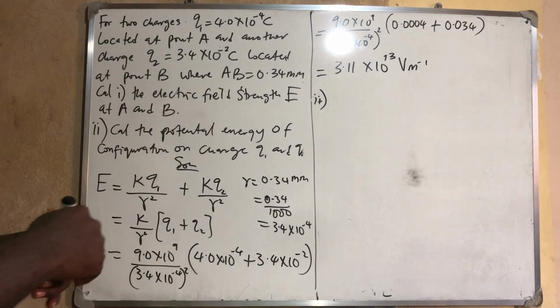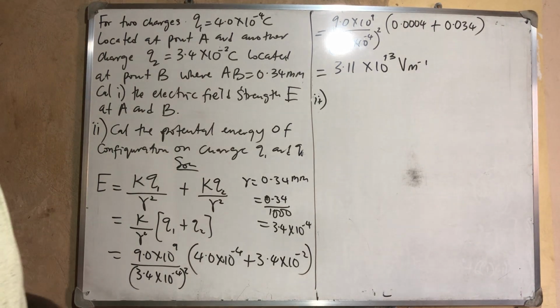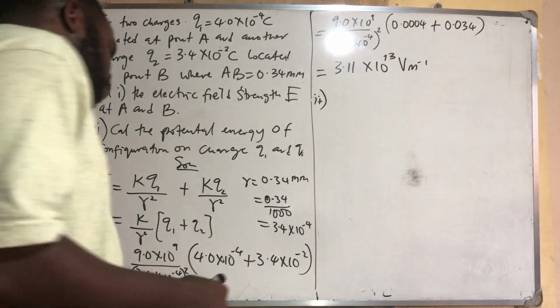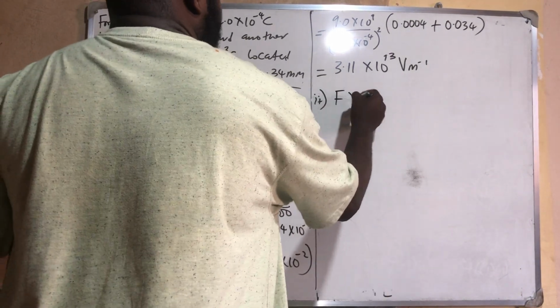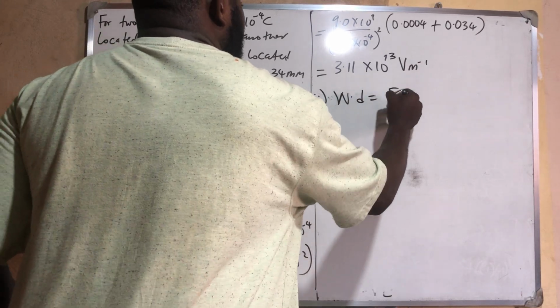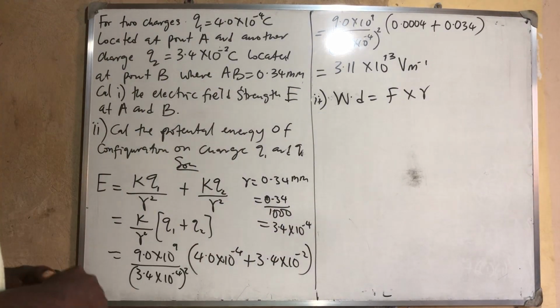Okay, so number 2, II. The II said we should calculate the potential energy. Okay, the potential energy, that is the work done. If you know, energy and work done is the same thing. And what is work done? Work done is force times distance. So we have the potential energy as the work done, which is the force times distance.